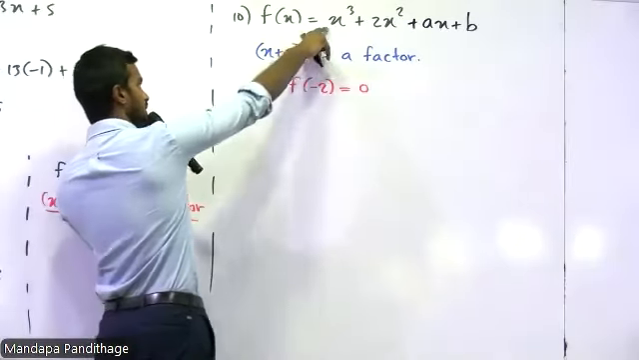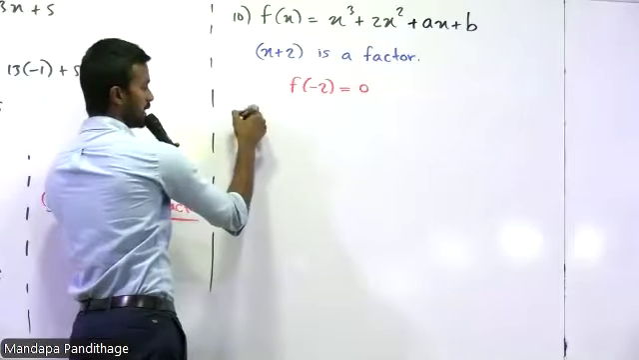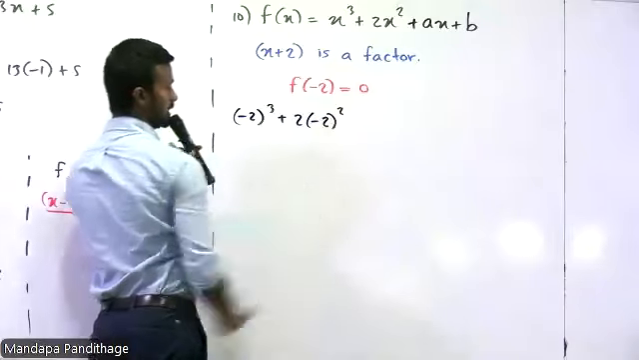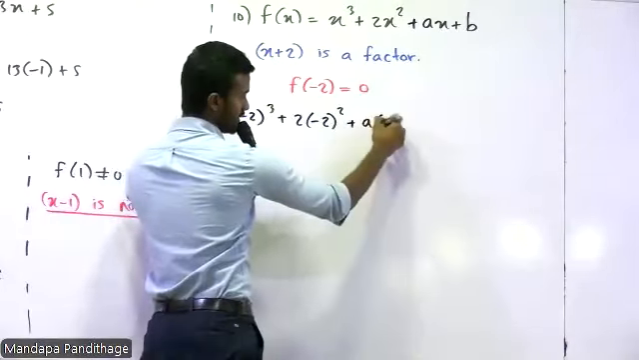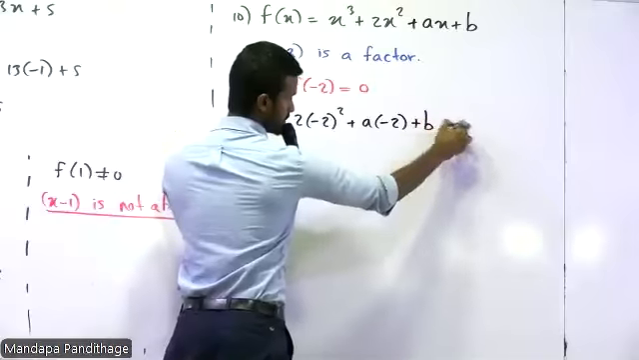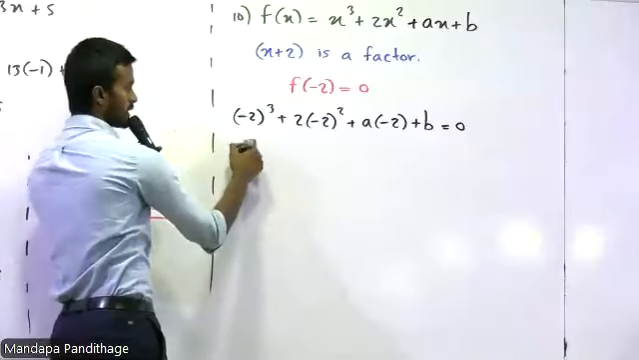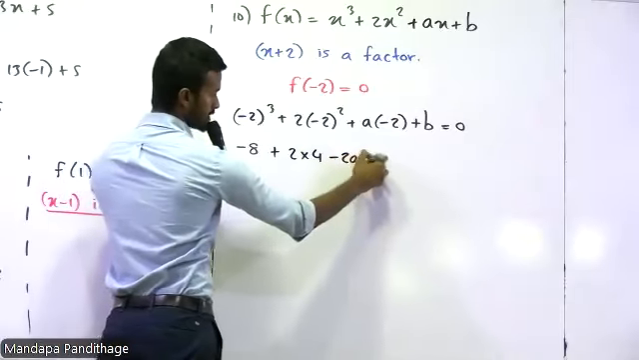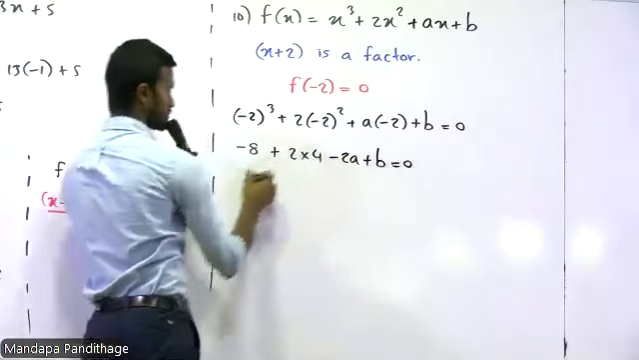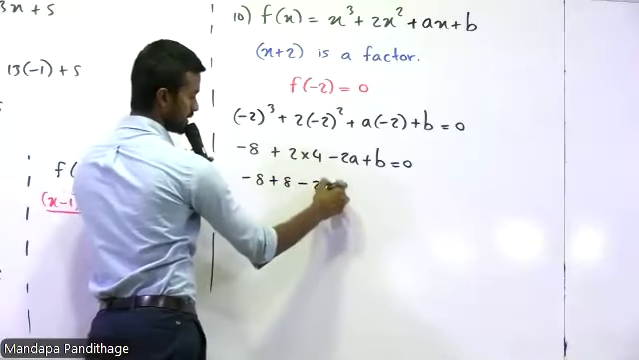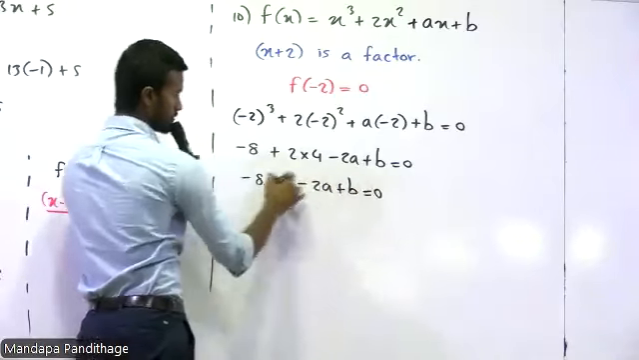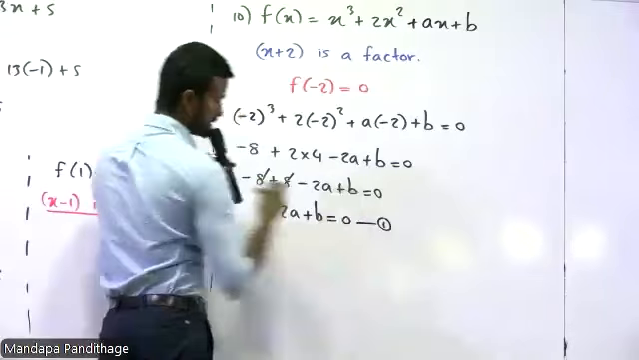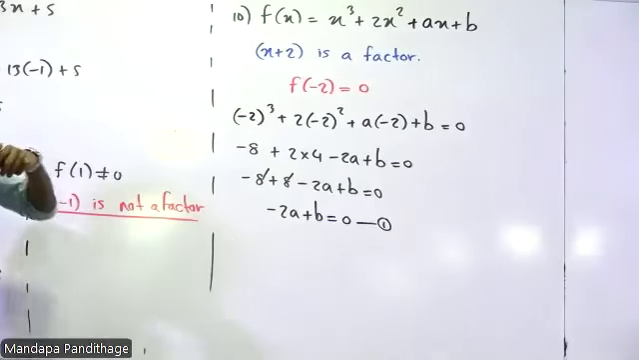So when you consider f(-2), (-2) cube plus 2 into (-2) squared plus a into (-2) plus b is equal to 0. Then you get minus 8 plus 2 into 4 minus 2a plus b is equal to 0. So it's minus 8 plus 8, this is equal to 0. So you get one simultaneous equation: minus 2a plus b is equal to 0. So this is one simultaneous equation.